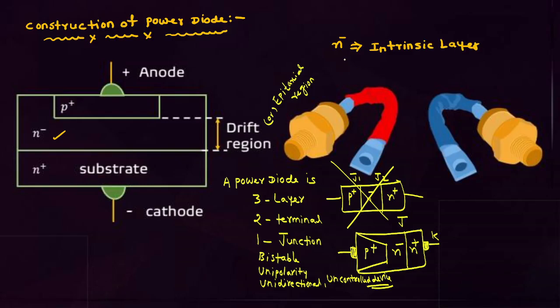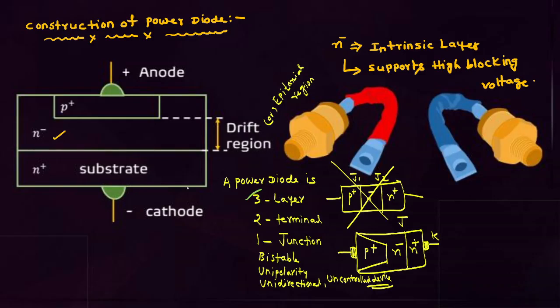This intrinsic layer supports high blocking capability. This is very important. It supports high blocking voltage. Generally, a diode is how many layers? It is 2 layers. But if the question is asked about the power diode, friends, the power diode is a 3-layer device. The remaining points of the normal diode and the power diode are the same. One extra point is added: it is a 3-layer device, not a 2-layer device.